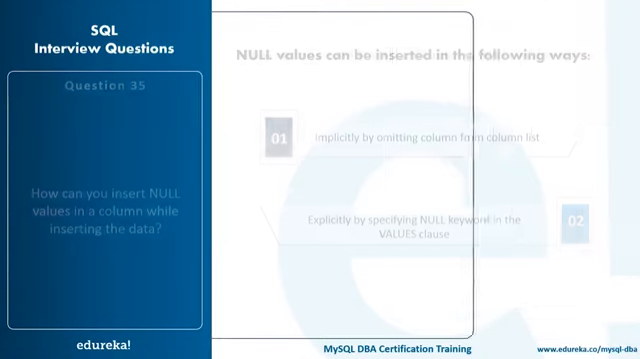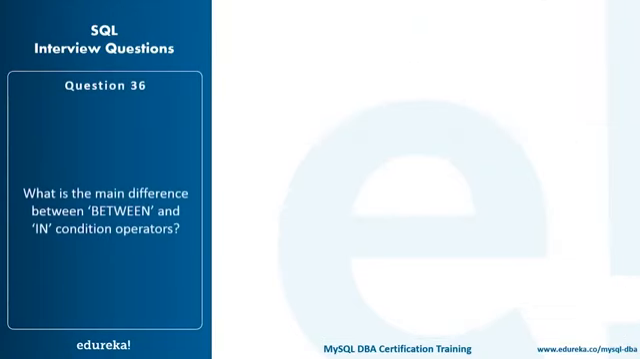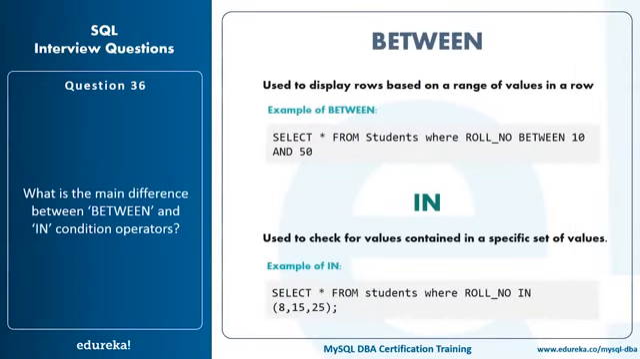Now let's move forward to the next question, that is what is the difference between the BETWEEN and the IN condition operators? The BETWEEN operator is basically used to display rows based on a range of values in a row, whereas the IN condition operator is used to check for values contained in a specific set of values.